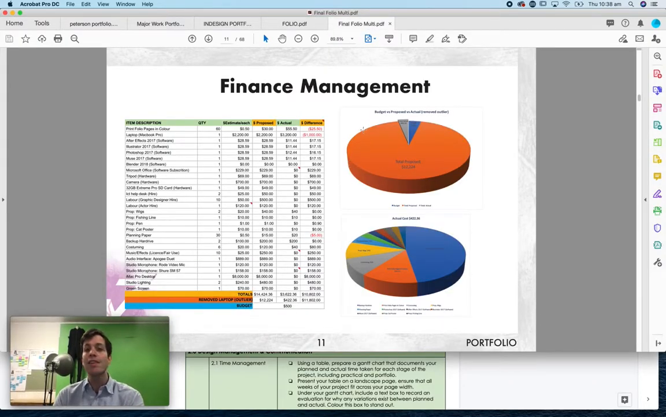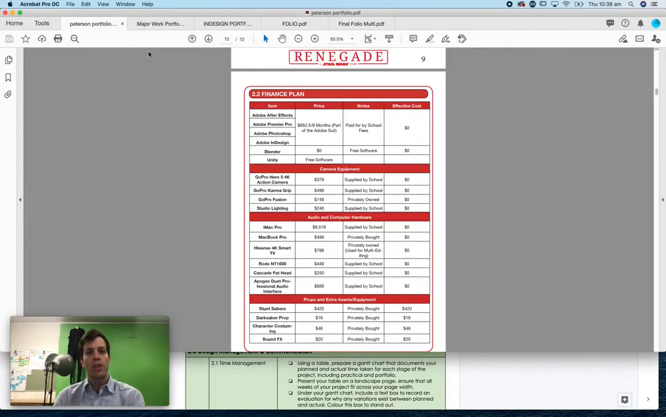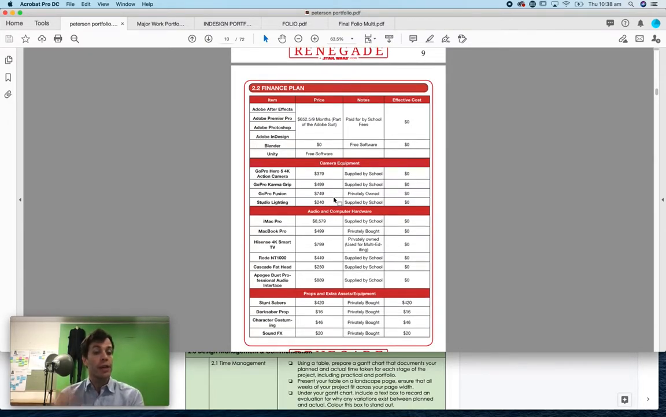So the main things that you really need to have are your proposed and actual columns. So in your proposed one, we've got here price and then effective cost. So this is proposed and then actual cost here as well. So this is how much it would cost if you had to go out and buy everything, okay? So if you had nothing at home, if the school had nothing, this is how much it would cost.